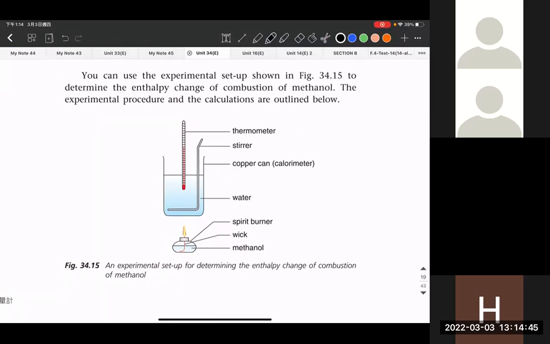Other than the energy conversion, I think there's another science principle, which is heat conduction. As methanol is burnt, its chemical energy is converted into thermal energy, which is heat, and then the heat will be transferred, will be conducted into the copper can, which in turn will transfer heat to water, therefore raising the temperature of the water, and then we can calculate the amount of heat that the methanol produced.